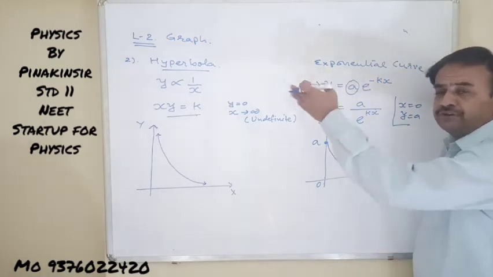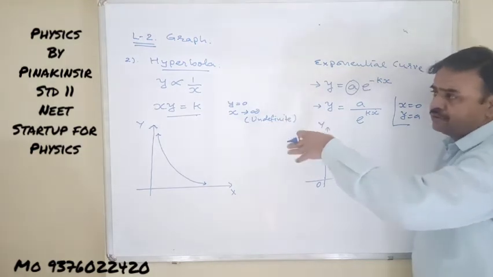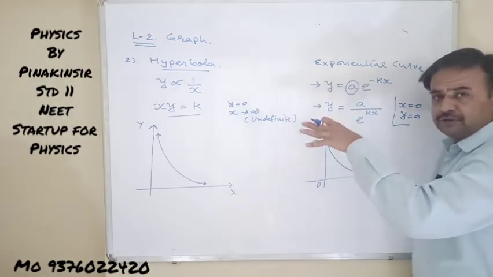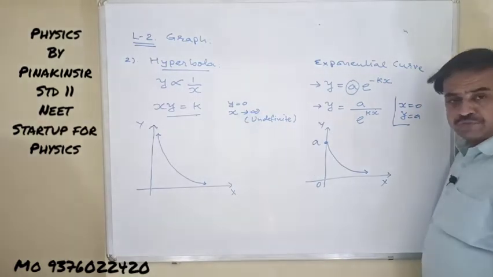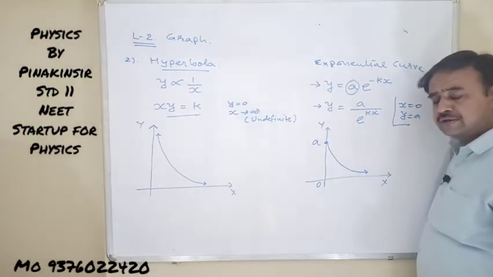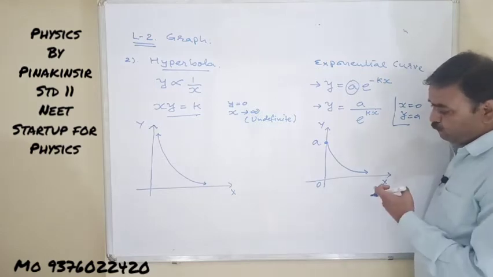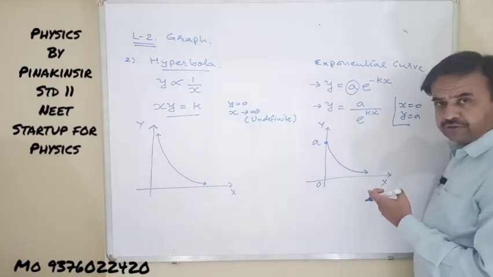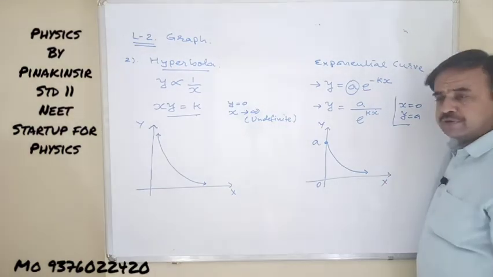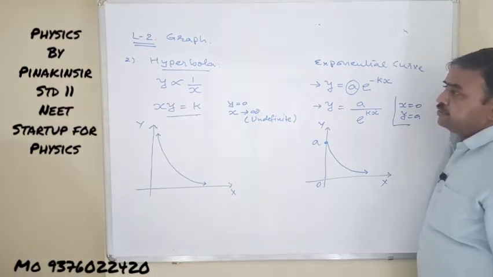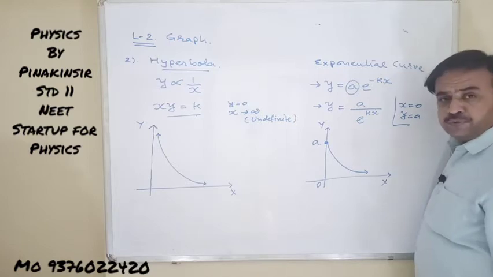Hyperbolic nature, that is inverse relation. In physics, graphs of inverse relations look like this. And again exponential curves will be there in oscillation, and like that in nuclear reactions we will be in touch with such types of graphs. Okay, these are general formulas for hyperbolic and exponential nature.